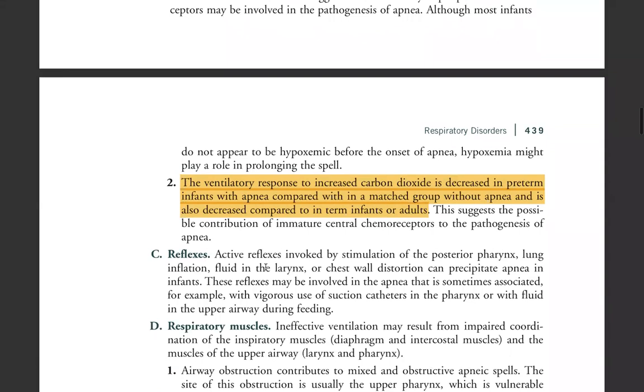Then the reflexes are very active. The pharyngeal reflexes are very active. For example, any fluid in the pharynx, such as milk, may cause reflex activation of apnea. For example, suction. That's why routine suction should be avoided during delivery. Any fluid in the larynx, lung inflation or chest wall distortion may precipitate apnea. So these reflexes are involved in apnea. For example, vigorous use of suction catheters in the pharynx or fluid in the upper airway during feeding may cause reflex stimulation of the pharynx, and it may cause apnea.